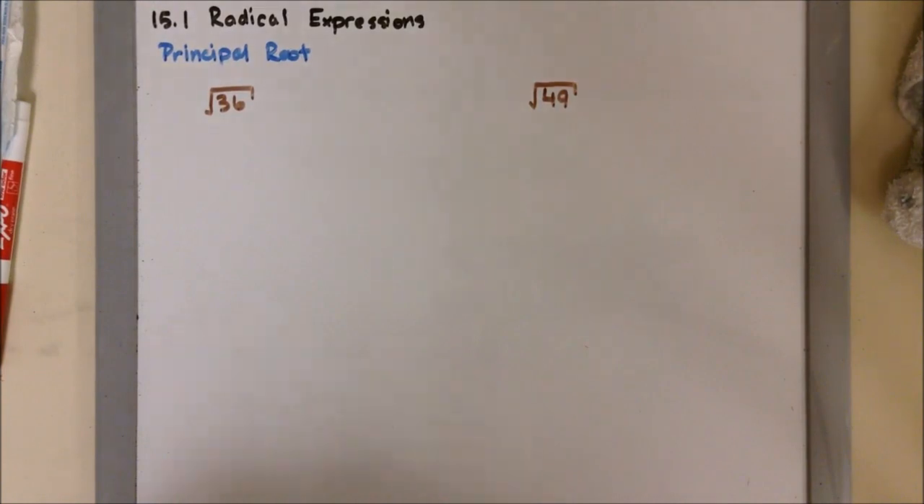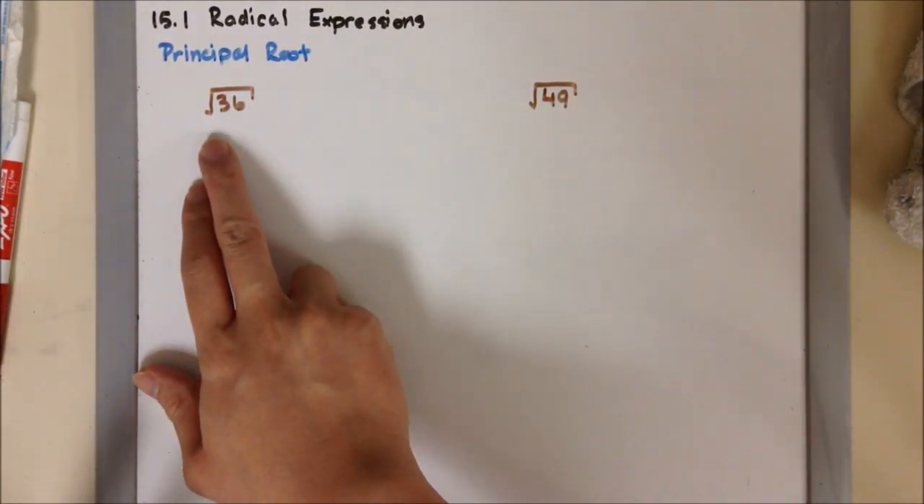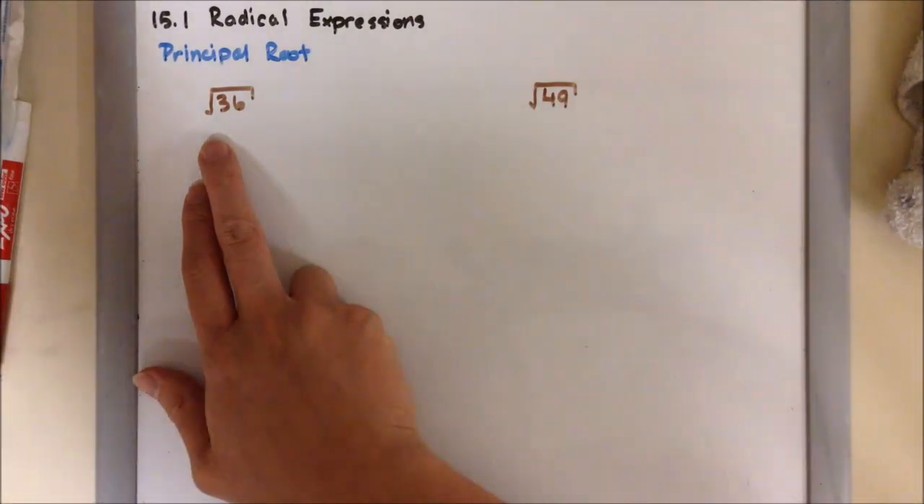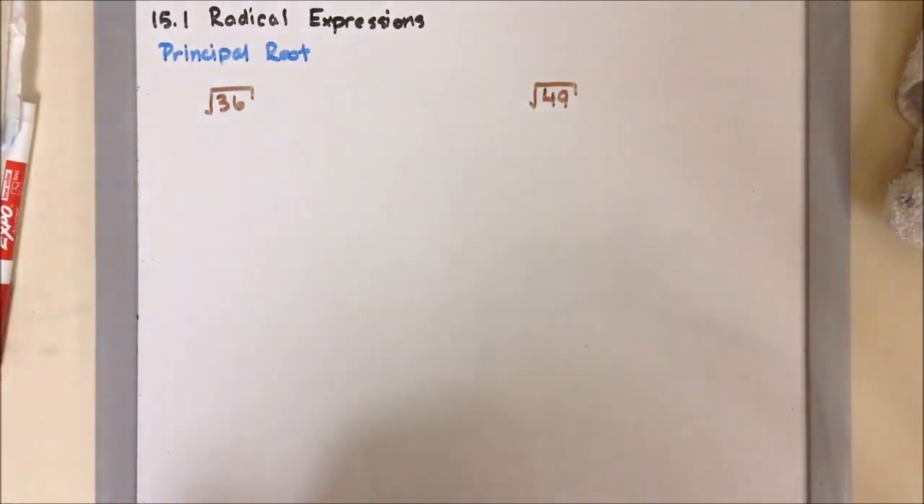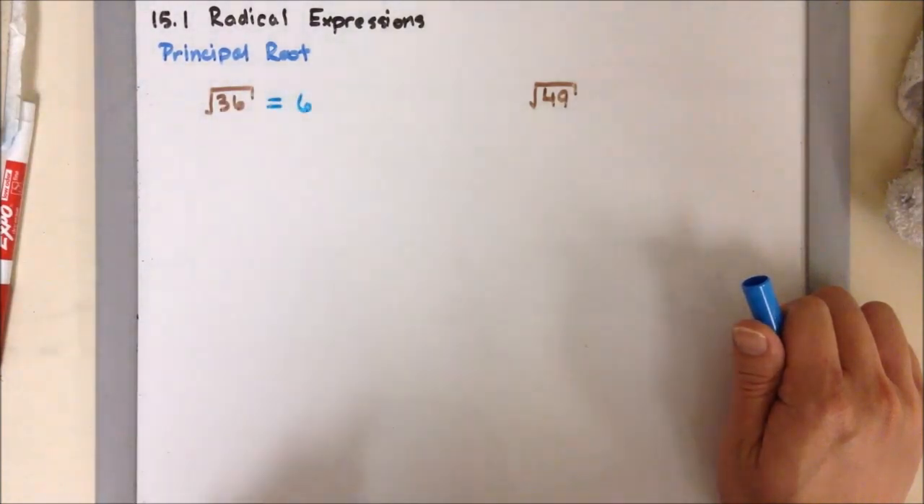In the second example, if you just see square root of 36 and it just asks you to simplify, then again, you can say that you're looking for the principal root. So the square root of 36 is 6.